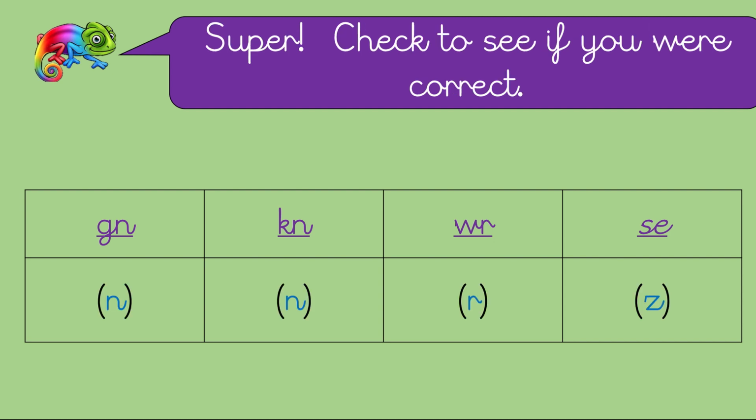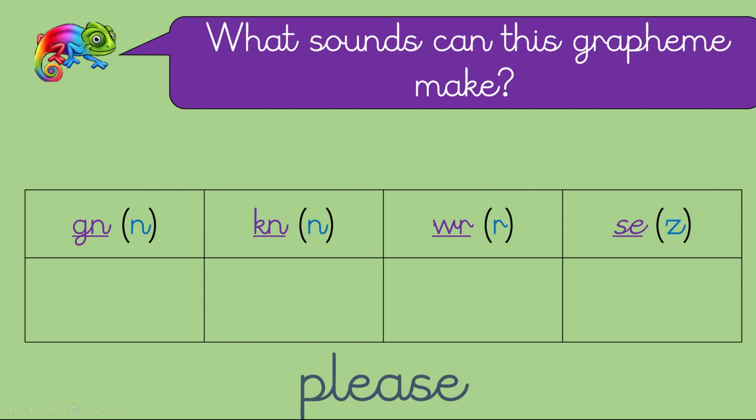Let's have a look. Okay, so the G and the N make a N sound. We've already had a look at these before, so we're just recapping on them. The K and the N together, that digraph, makes the N phoneme. The W and the R grapheme makes the R phoneme. And the S and the E grapheme make the Z phoneme, the Z sound. Right, so let's have a look what it says. What sounds can this grapheme make? Right, let's have a look.